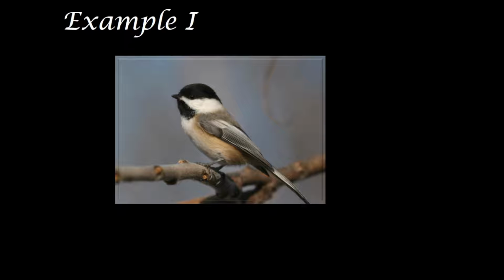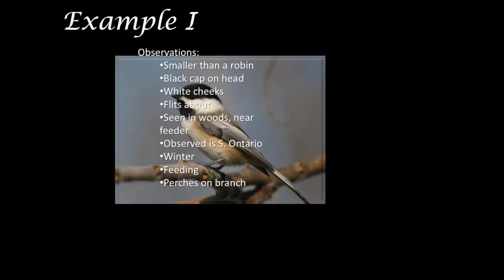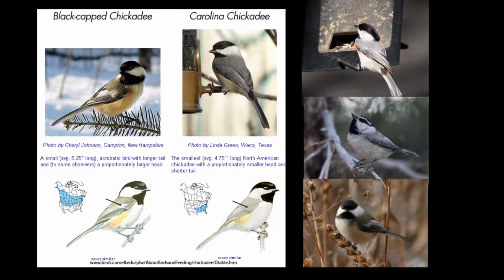Now let's look at some examples. Here's the first one. You're out in the field and you see this bird, but you don't know what it is. At least pretend you don't know what it is. But you make some observations. Smaller than a robin, black cap on its head, white cheeks, seen in the woods, observed in southern Ontario in winter, perches on a branch. That gives you some clues.